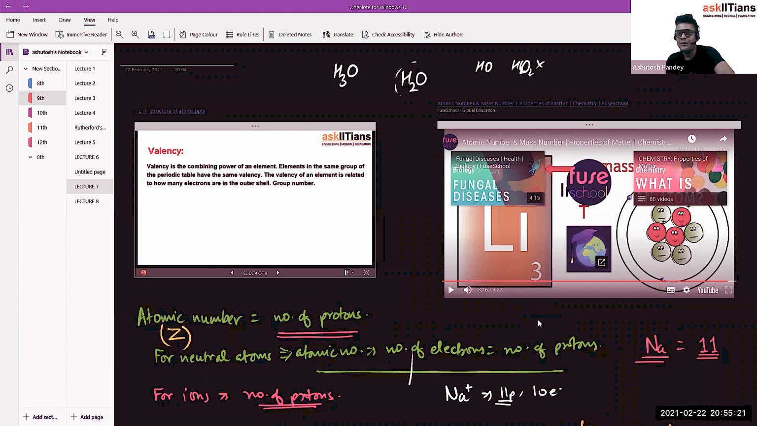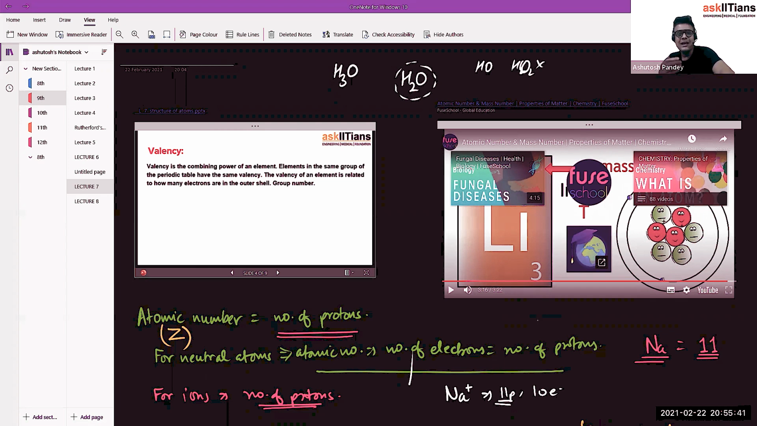Whenever oxygen combines with hydrogen to form water, it will have two hydrogens combined with one atom of oxygen. So the combining capacity of oxygen is 2 and the combining capacity of hydrogen is 1 each. We are going to learn these things in valency.